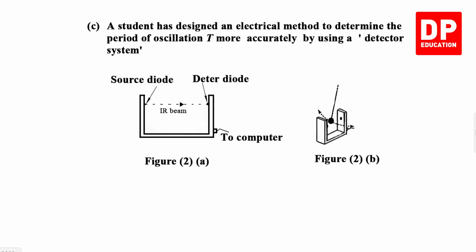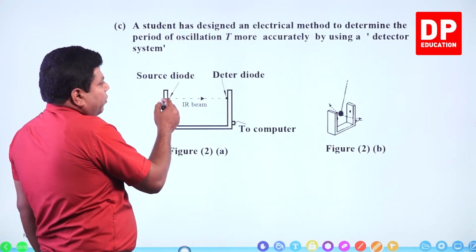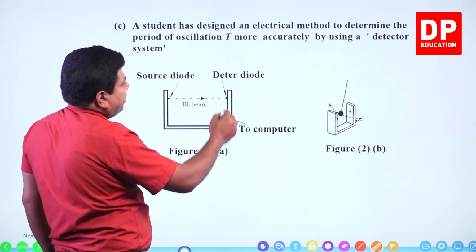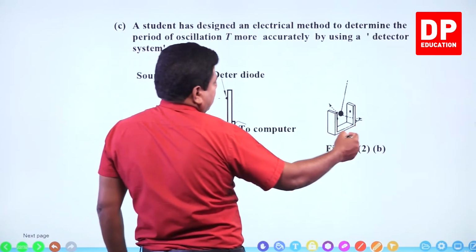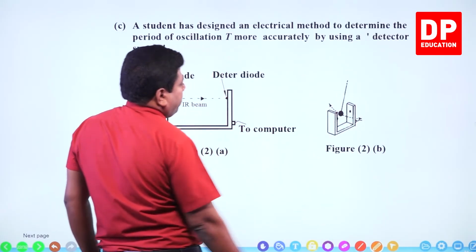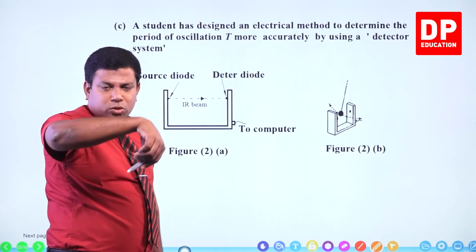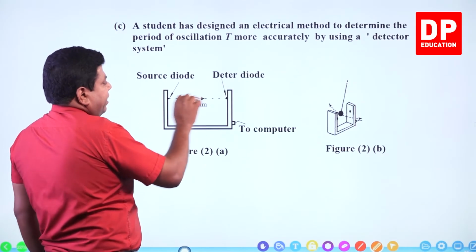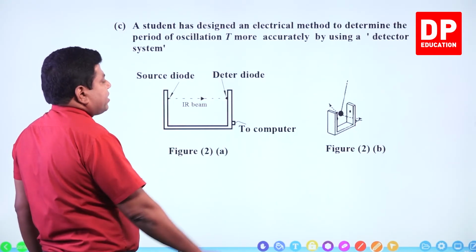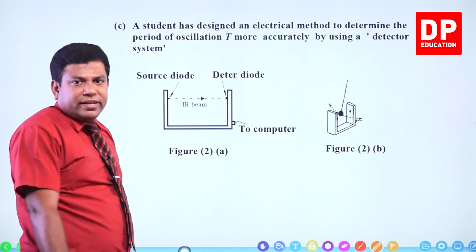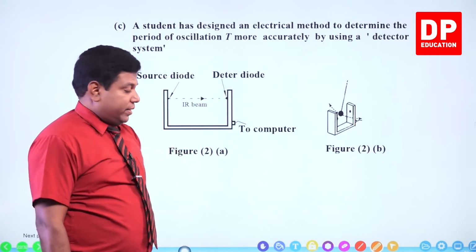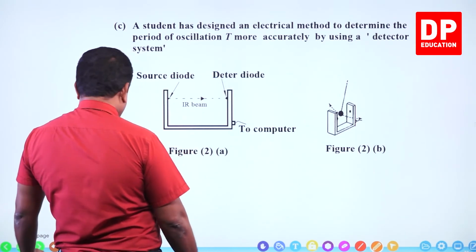A student has designed an electrical method to determine the period of oscillation T more accurately by using a detector system. This is where he has a source diode and this is where he has the detector diode, and from here it goes to a computer. This is how the gadget looks; it looks like a small magnetic thing. When the pendulum passes through the middle, from the source diode there is an IR beam, an infrared beam, that goes to the detector. When the pendulum crosses this beam, the signal is going to be disconnected, right? The receiver, the detector, will not receive that signal. Right? So let us see what he does.